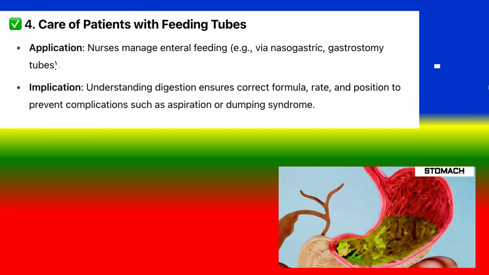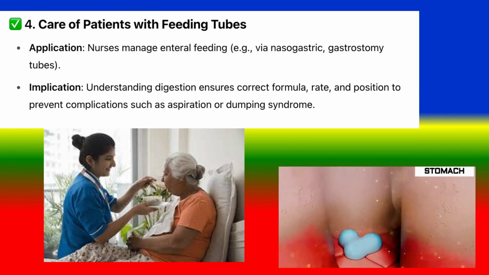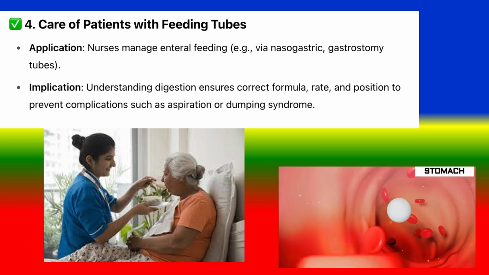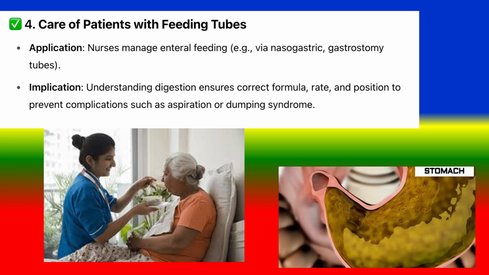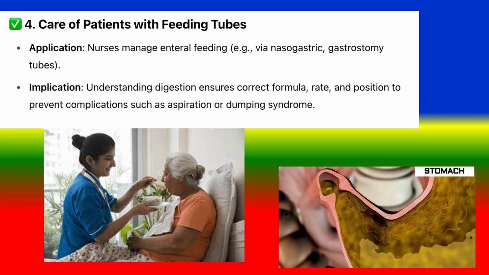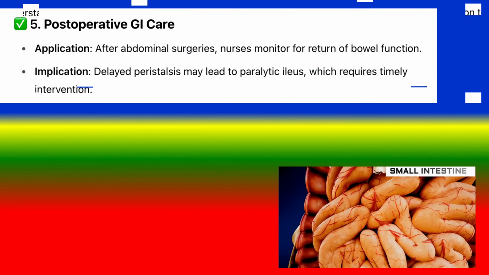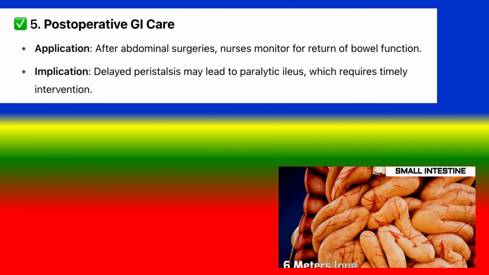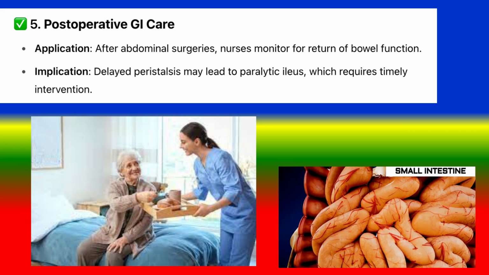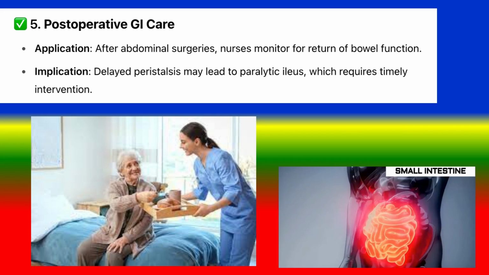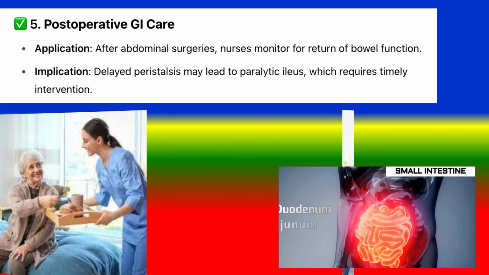4. Care of patients with feeding tubes. Application: nurses manage enteral feeding, e.g. via nasogastric or gastrostomy tubes. Implication: understanding digestion ensures correct formula, rate, and position to prevent complications such as aspiration or dumping syndrome. 5. Postoperative GI care. Application: after abdominal surgeries, nurses monitor for return of bowel function. Implication: delayed peristalsis may lead to paralytic ileus, which requires timely intervention.